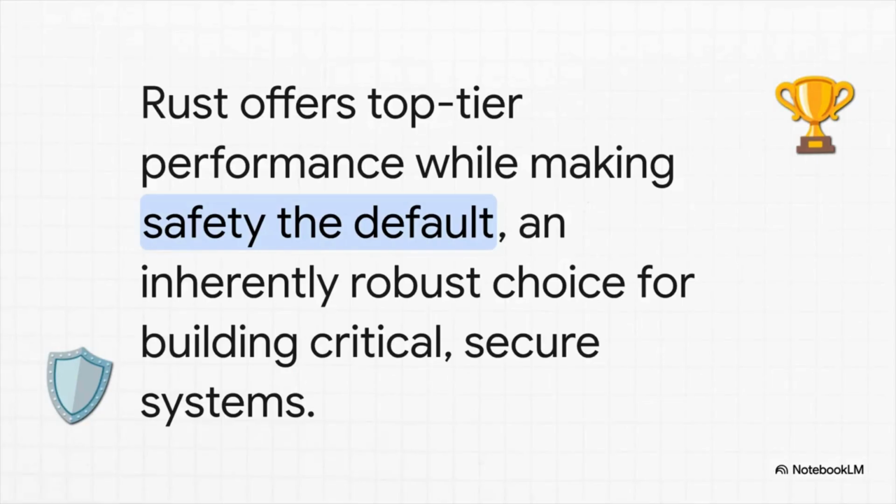So what's the big takeaway from all this? It's that C++ gives you mind-bending performance and flexibility, but it puts the heavy burden of security entirely on the developer. Rust comes along and says, you can have that top-tier performance, but safety is going to be the default, not an extra. It provides those guarantees right at compile time, making it an incredibly robust choice for building the critical systems we all rely on.